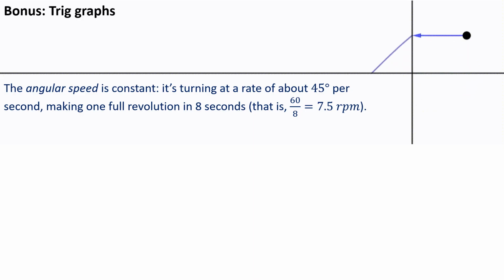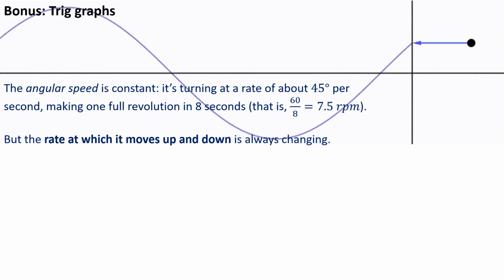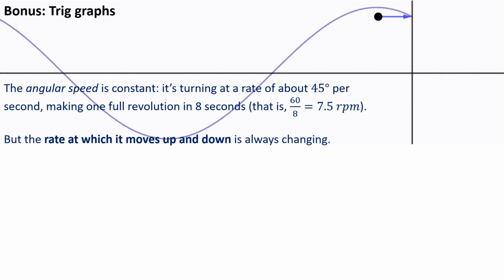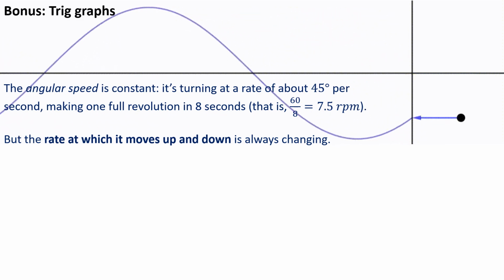you can see it moving up slower and slower, down faster and faster, and then slower and slower, and then up again. It's going around a circle at a constant rate, about 7.5 revs per minute, but the rate at which it moves up and down is always changing. If it wasn't, it would continue to move up at a constant rate or continue to move down at a constant rate, but it's not. It's going up and down and up and down.